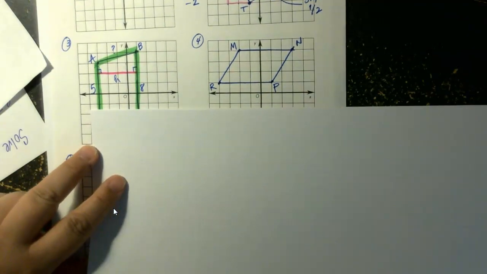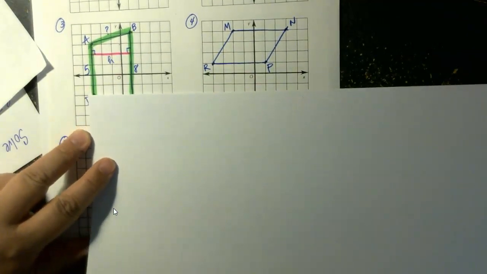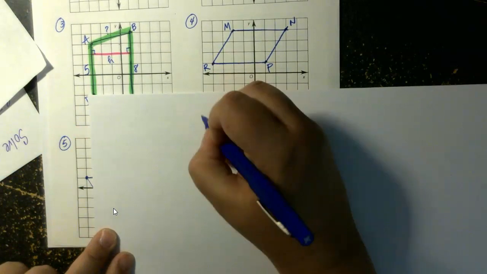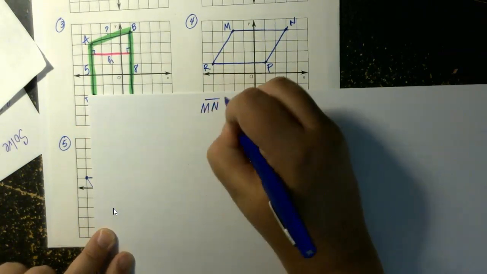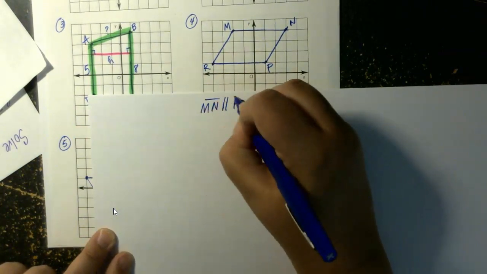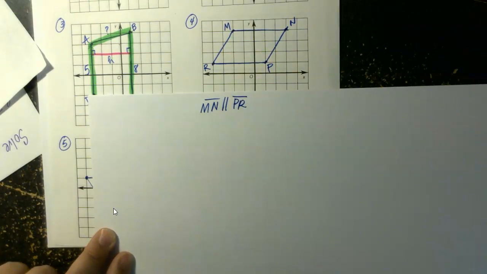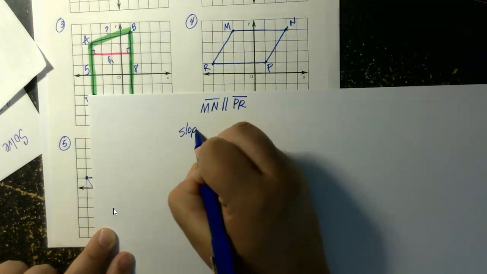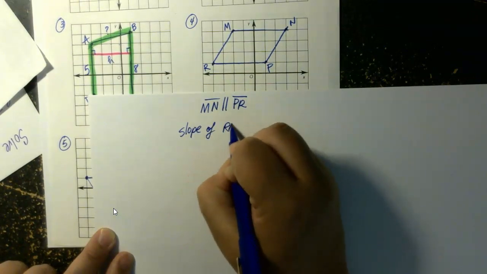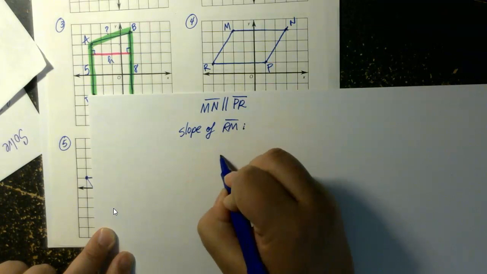MN and PR have the same slope. They are both a slope of 0. They are both horizontal, so they are parallel to each other. Okay, so I know that much. Let's see about the slopes of RM and the slope of PN.